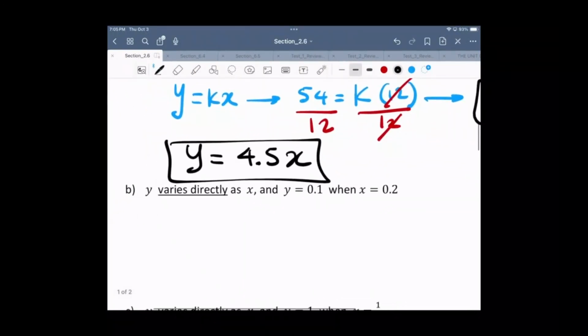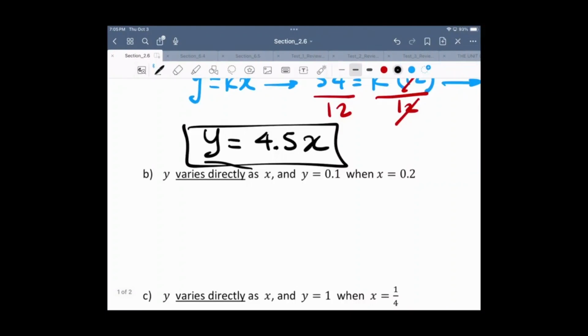Next one. The example, once again, the situation is that y varies directly as x. So that means we can right away write y equals kx. And now we know where that formula has come from, and we know what that means. It means that if x goes up, y goes up.